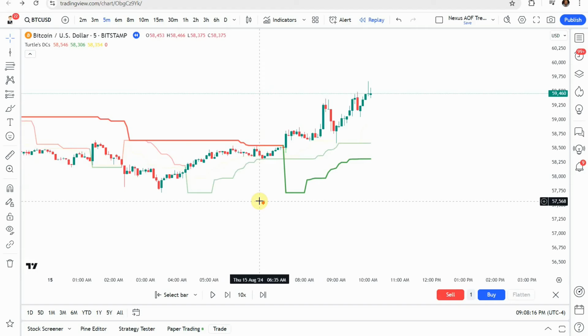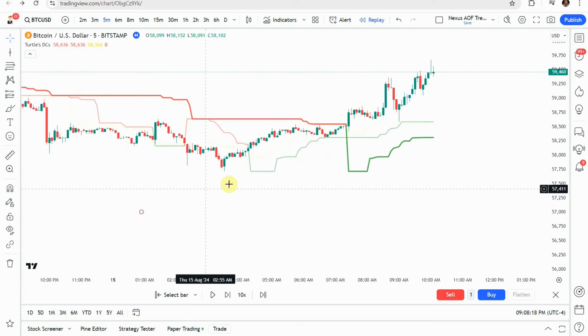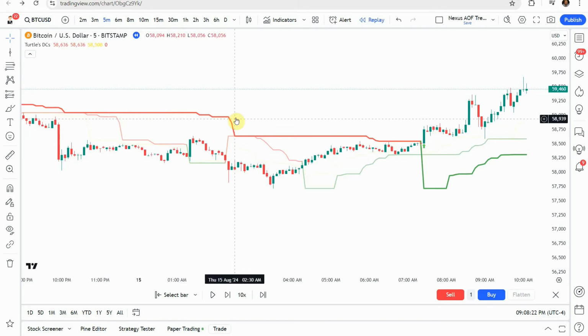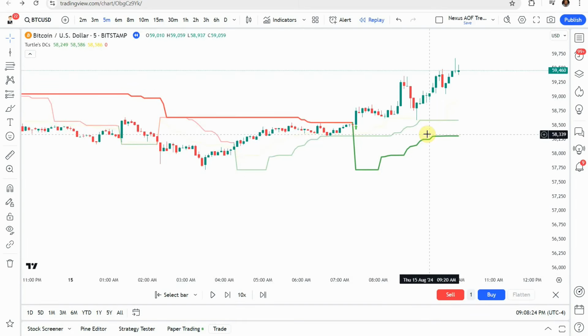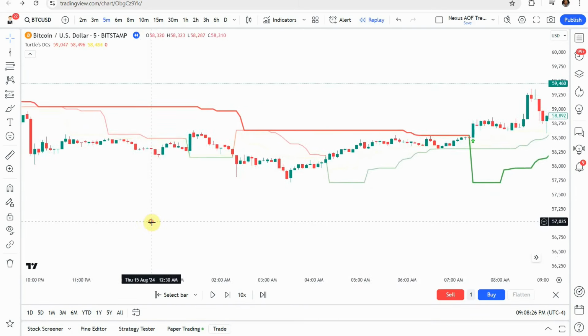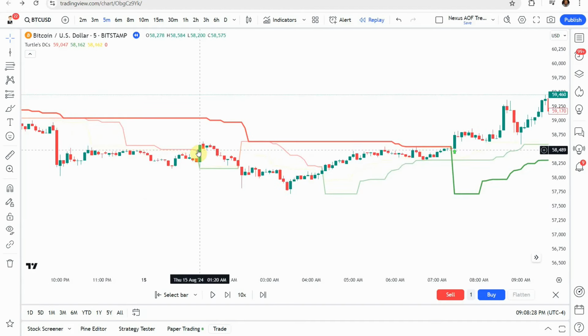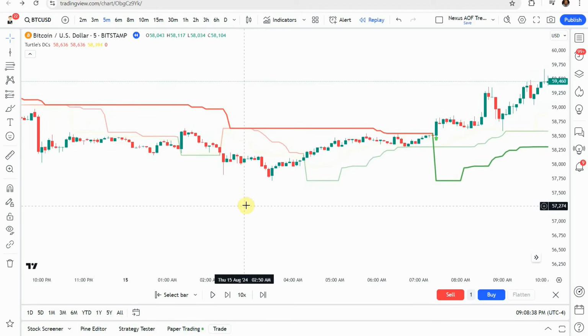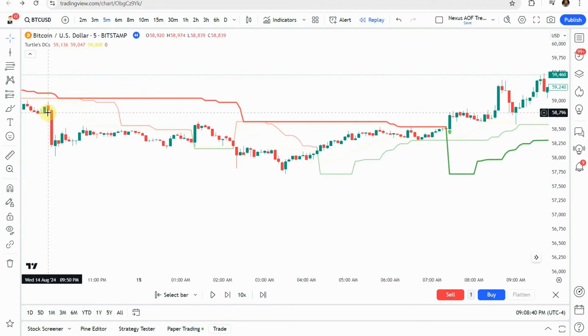And so the other valid entry is if the line is red like this here, or if it's green like this here. And you can see that we have instances where price pulls back into the thinner line, and it goes from red to green and then switches back to red again like this here. That would be the secondary entry that would also be valid as a kind of trend continuation type setup.